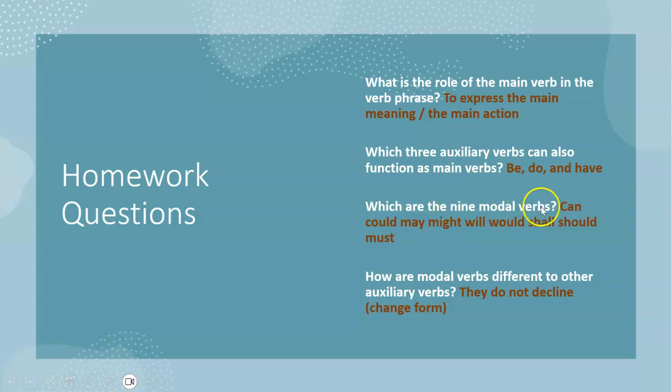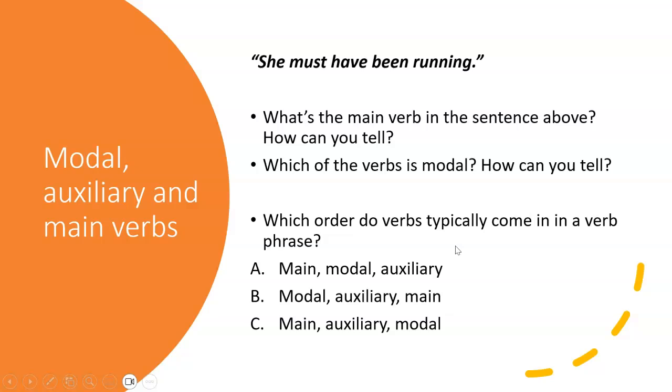What are the 9 modal verbs? Can, could, may, might, will, would, shall, should, and must. Learn those, memorize those. And how are modal verbs different to other auxiliary verbs? Well, modal verbs do not decline. That is, they do not change form. We can't say, I cans, he musts, right? They don't change form. Let's practice a little bit more with this.